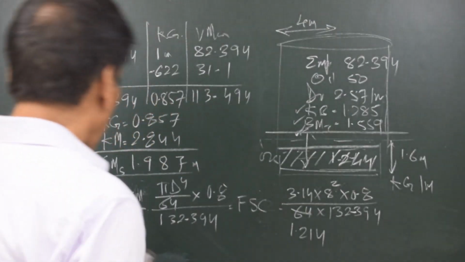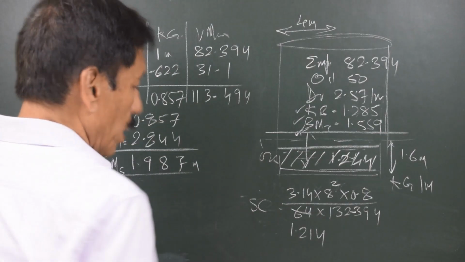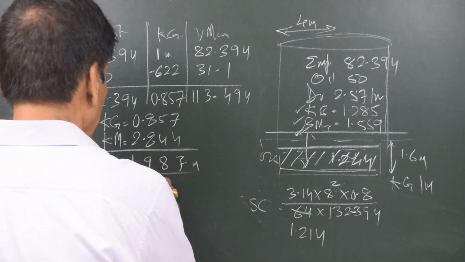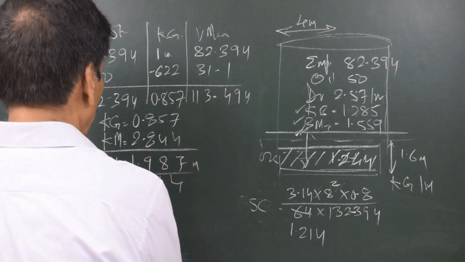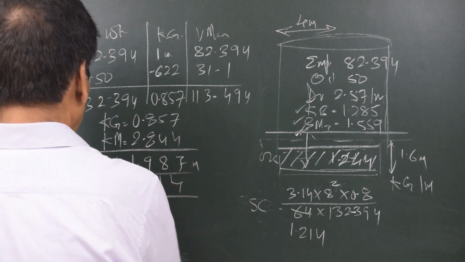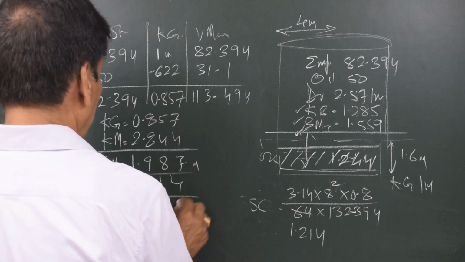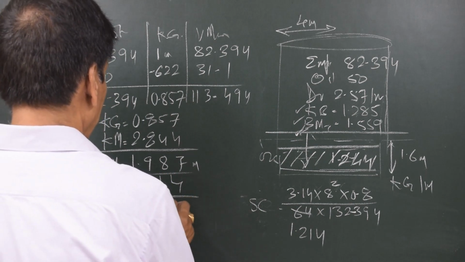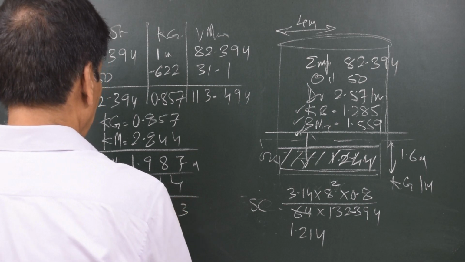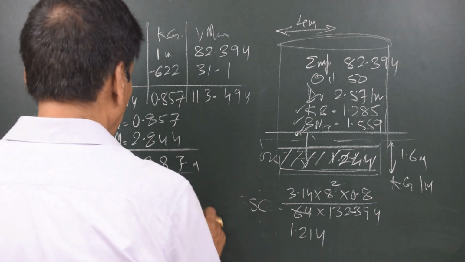So if we apply the free surface correction over here, 1.214 free surface correction, then the GM fluid that we get will be 0.773 meters.